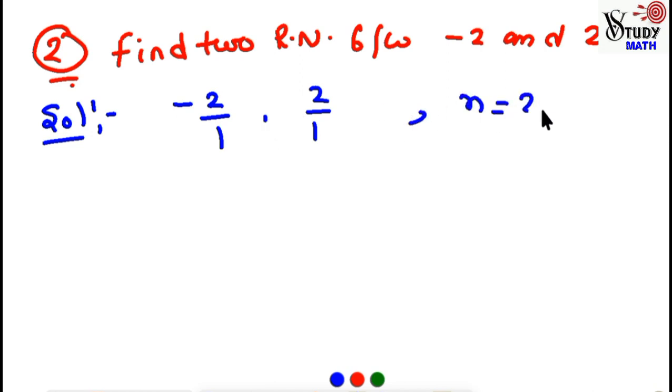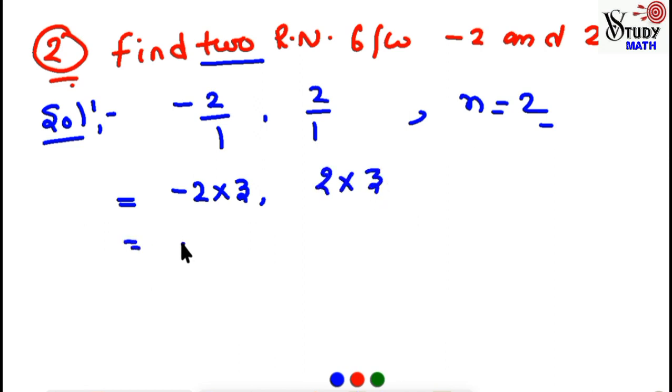Given here, find two rational numbers. So my dear students, negative 2 I am going to multiply by 3, because I have to add 1 to this 2, and 2 is going to multiply by 3. So now what do we have? We have negative 6 and positive 6.